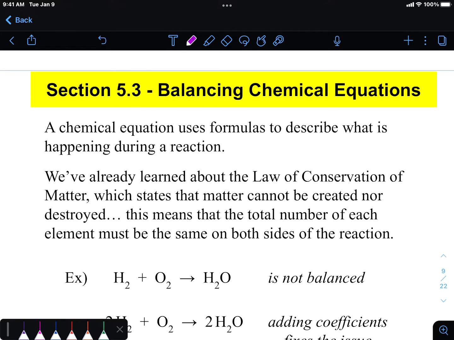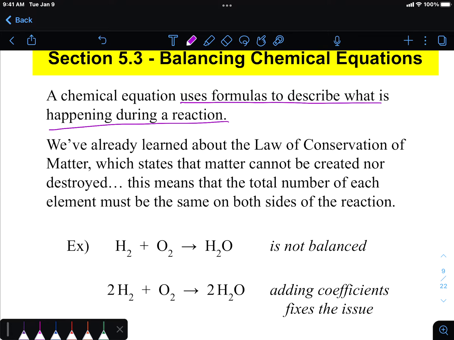All right, we are going to learn how to balance equations. First, definition: what is a chemical equation? Well, a chemical equation uses formulas to describe what is happening during a reaction, right? Remember the law of conservation of matter, which says matter cannot be created or destroyed, all right? That means the total number of each element must be the same on both sides of the reaction.